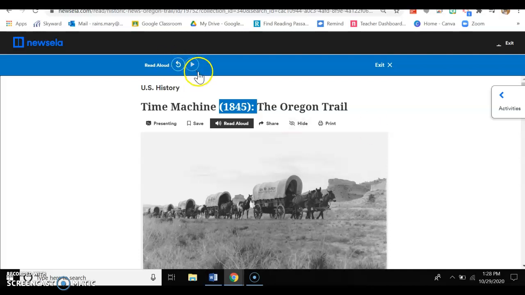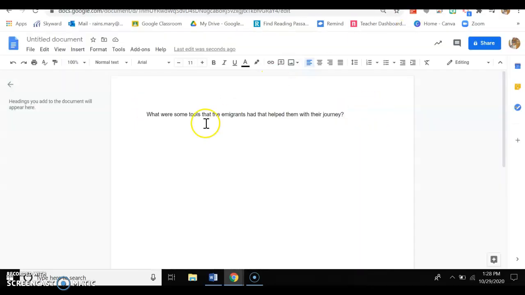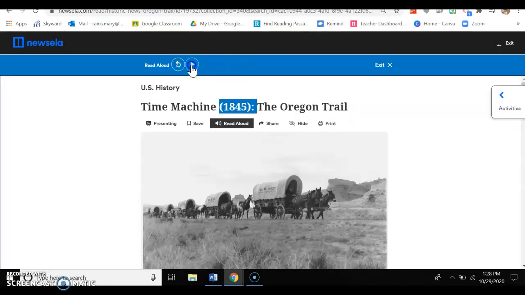So I'm going to play this article for you so you can read through it, and the whole time I want you to be thinking about the answer to that question. What were some tools that the immigrants had that helped them? So not the ones that maybe hindered them, but helped them with their journey. See if you can come up with a couple.